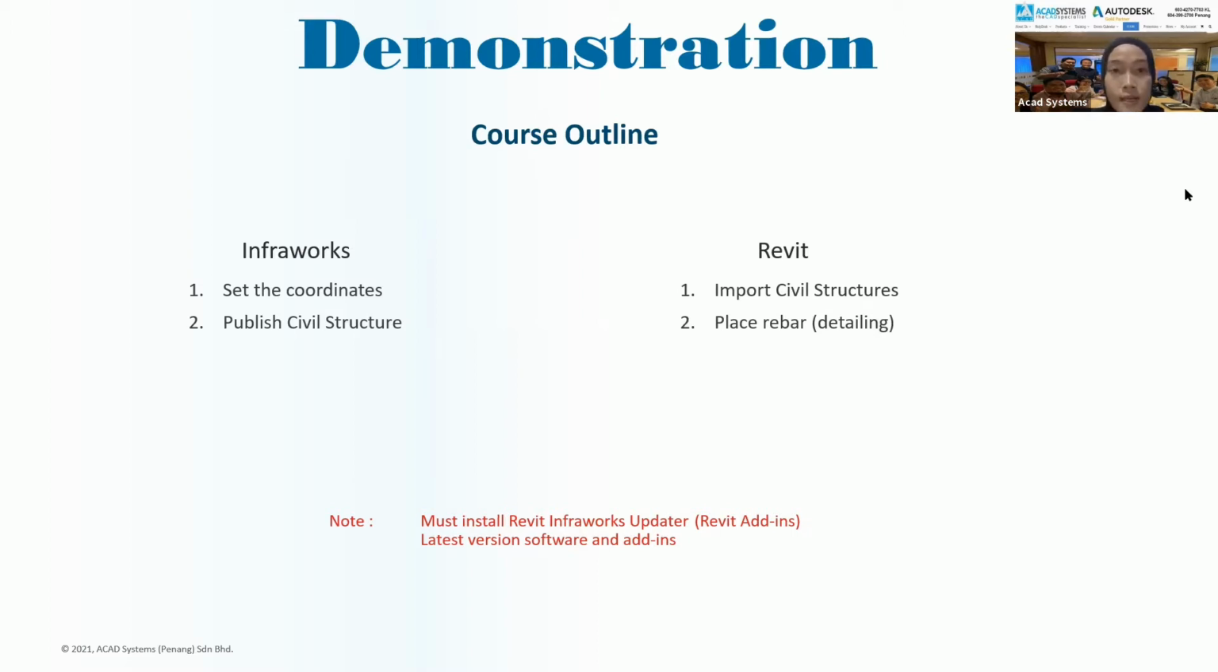The next one is you need to install the Revit InfraWorks updater. This is one of the Revit add-ins that we need in order to export the InfraWorks model into Revit. This add-in also needs to be the latest version. You can find the Revit InfraWorks adapter on the Autodesk desktop app, so you can just install or update the Revit add-ins from there.